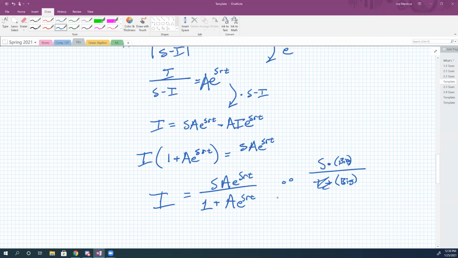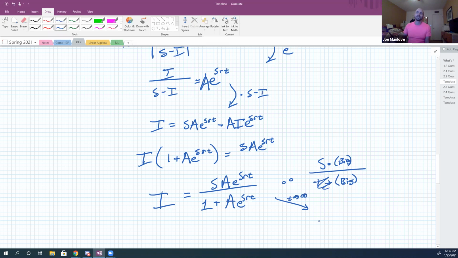So if you wanted to do it the proper way, you'd have to go through L'Hopital's rule a couple times. Yeah, you could L'Hopital this thing. The other way you could do it is multiply top and bottom by 1 over e to the srt. Then this piece would have a 1 over e to the srt, and so it would go to 0. So then you'd have s times 1 over something that goes to 0, plus 1. Either way, you get to s.